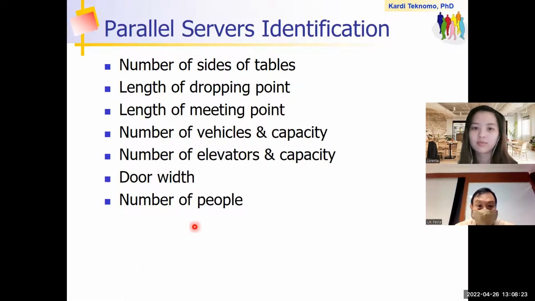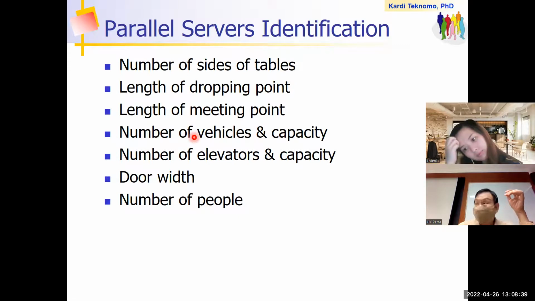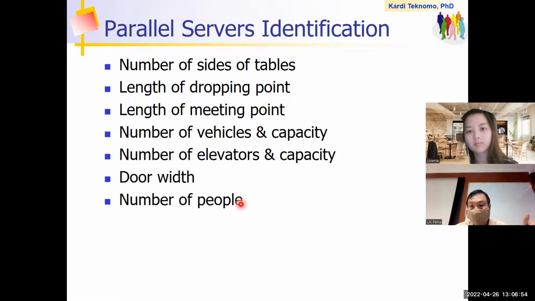So here is the summary that I already mentioned. The size of tables can be parallel server. The length of dropping points, the length of meeting points, number of vehicles, and the capacity itself. For example, elevator. Probably you are in the university, you start to see the number of elevators and its capacity is actually the server. And then the door width. And the number of people, sometimes the server itself is a human, so the number of people really matters.